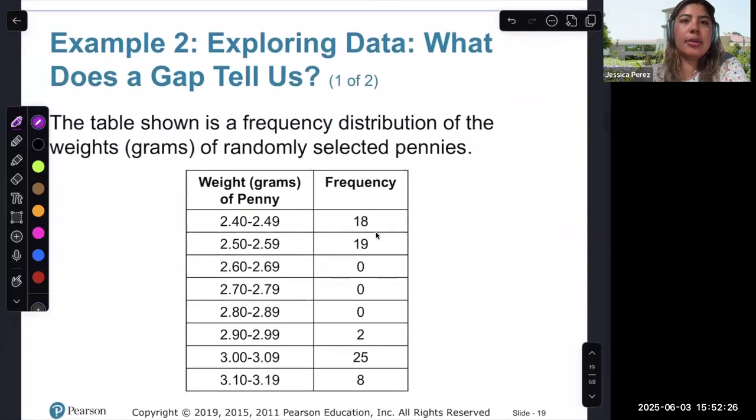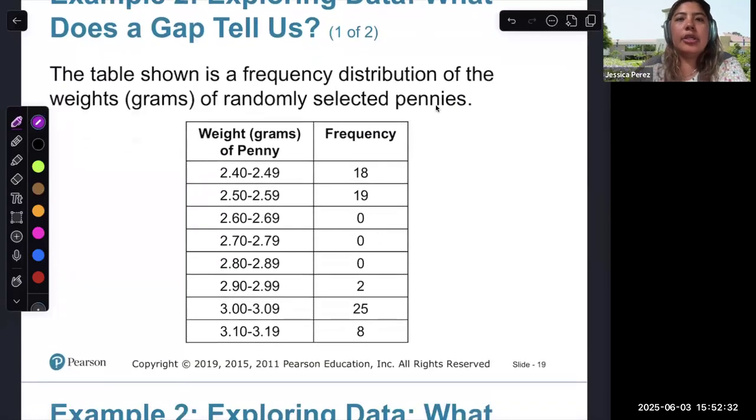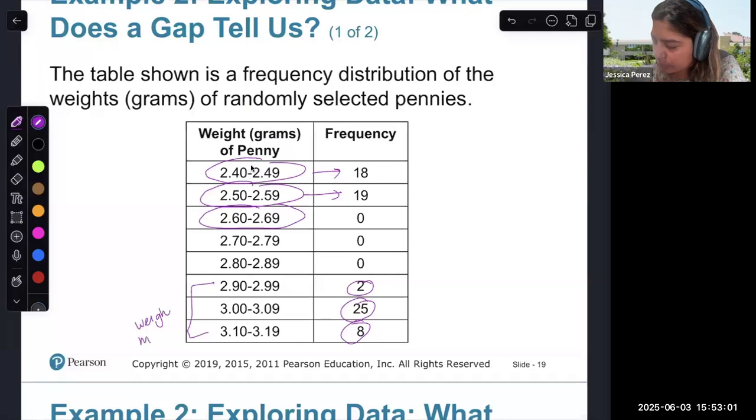So let's look at this example, exploring what the gap tells us. This table shows us the distribution of the weight of randomly selected pennies. Here is the weight of the penny, and I'm looking at the frequency. Most of the pennies have frequencies of 18 and 19. This is how much most pennies weigh. And then here we had 2, 25, and 8, where they weighed more, and some weigh less. So what happens in between?